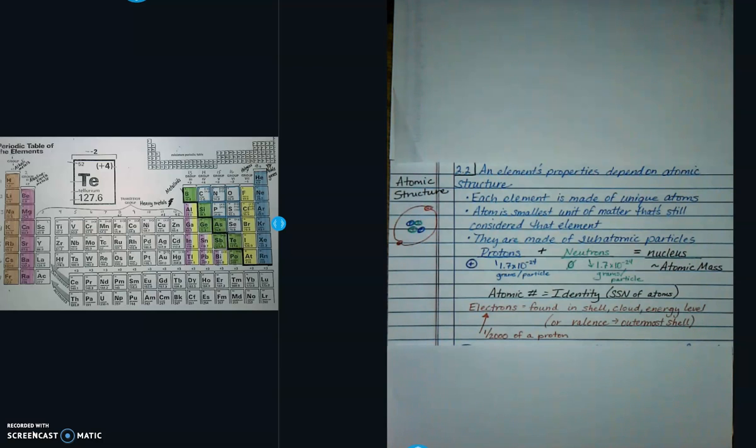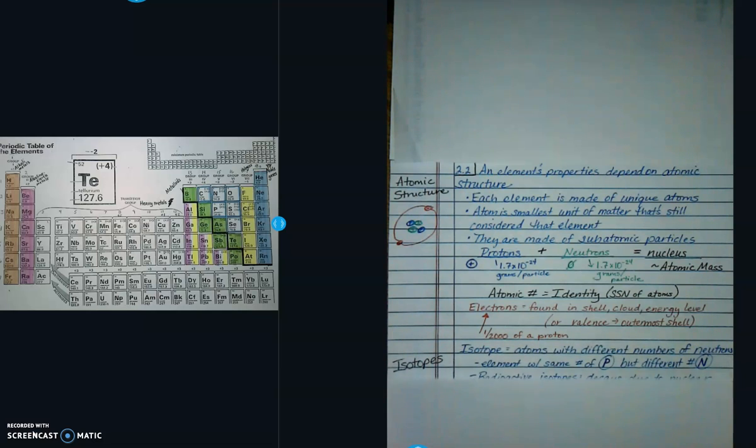And the fun thing about that is we really don't even know exactly where they're found. We came up with this electron cloud theory to explain this is probably where you're going to find electrons.